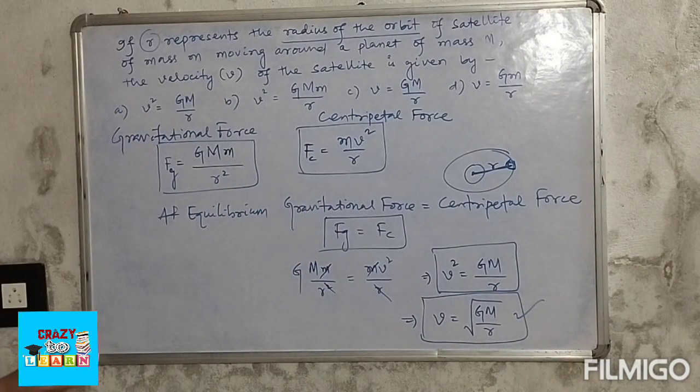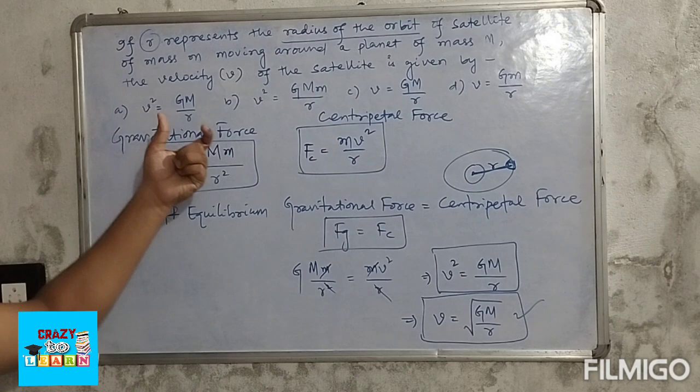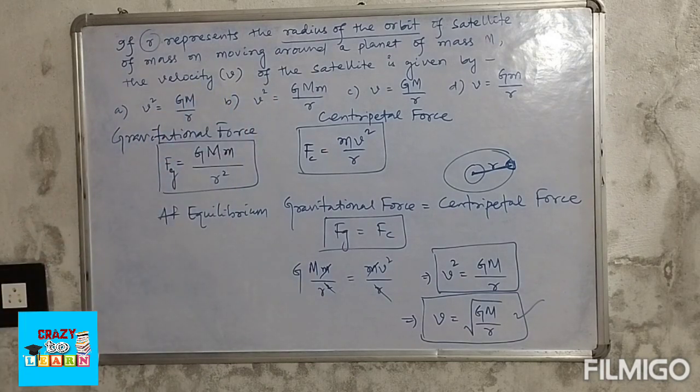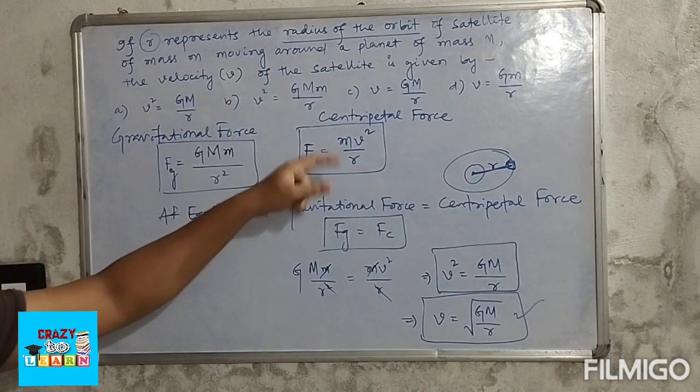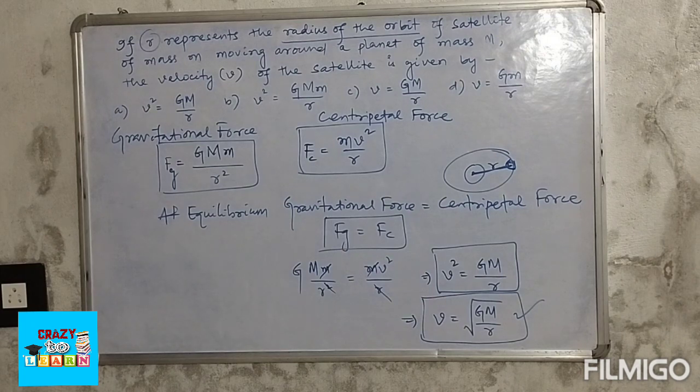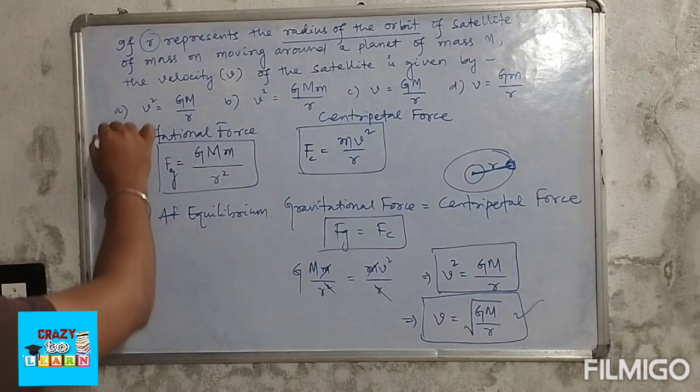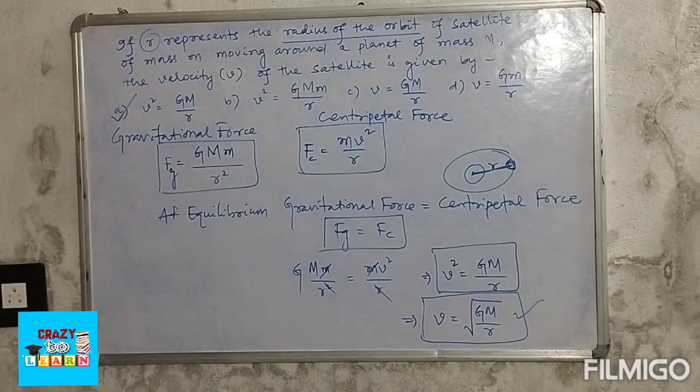But for this question it is asked to choose the option for the velocity of the satellite, and v square is given. So v square is equal to capital G capital M divided by r. So which is the correct option? Option A is the correct one. Clear?